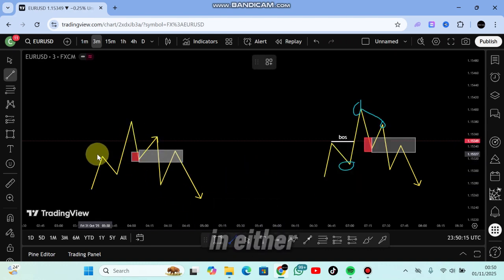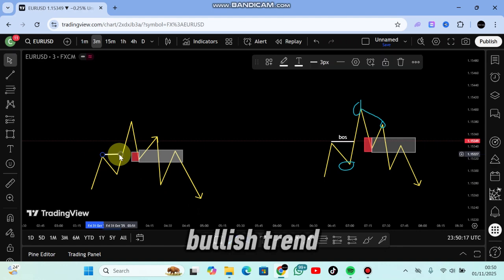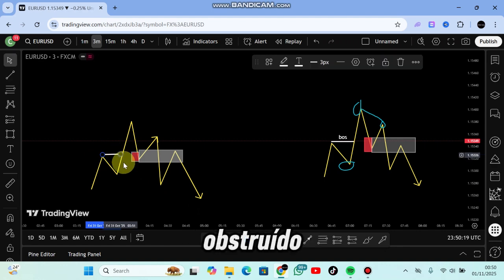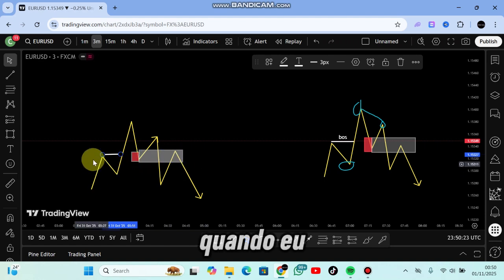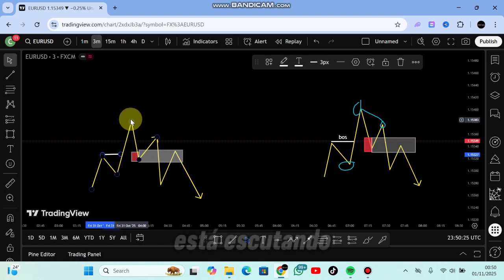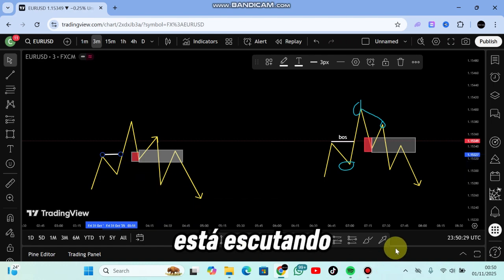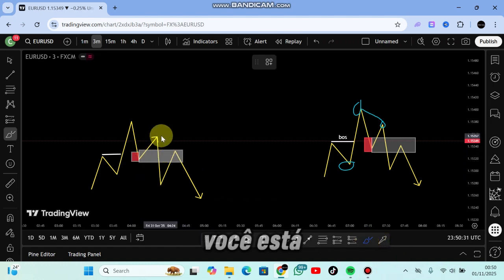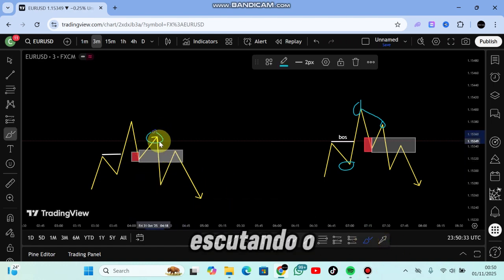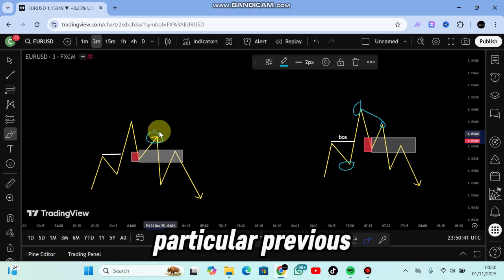So a mitigation block is very simple. It's seen in either an uptrend or a bullish trend. If you see it in an uptrend, it is called a bearish mitigation block. That means when price creates a high, it causes a retracement, and then it creates another high, which is this particular place. But this one is unable to take the previous high. Yet it's called a lower high.